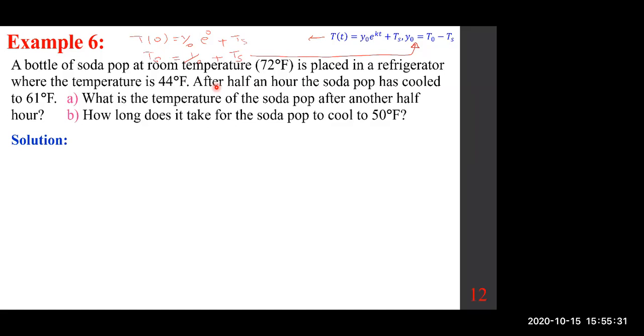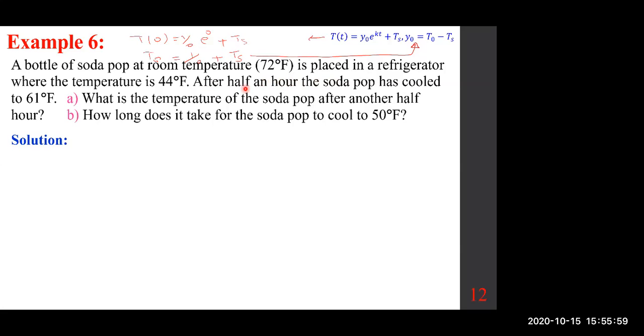So what do we have? We have the initial temperature, T of 0 or T sub 0. We have the surrounding temperature, and their difference results in y sub 0. Okay. We also have, after half an hour, we can go with 1/2 or we can go with 30. Let's go with the minutes. So T of 30 is 61 degrees.